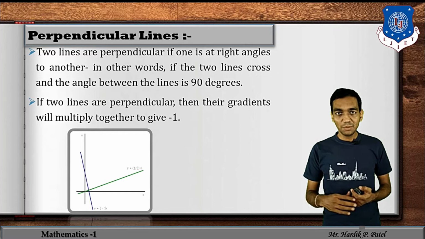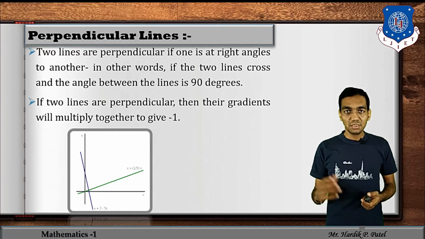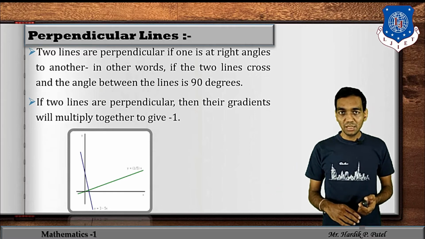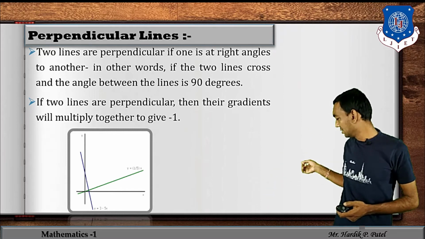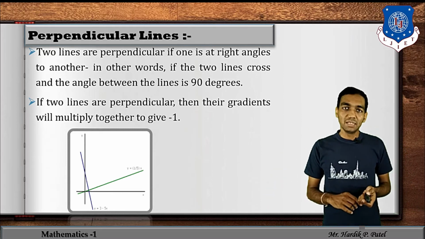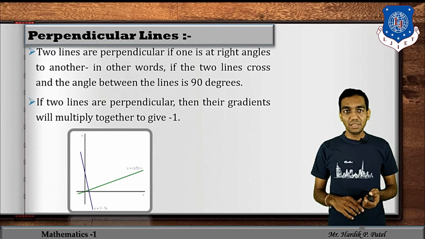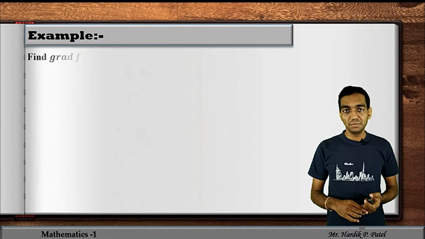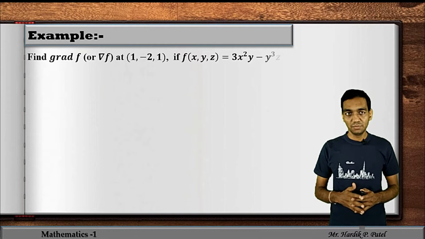So if you are going to multiply the tangent of both of them, then that will be minus 1. Okay. So the product of the tangents for the angle between these two lines is going to be minus 1.